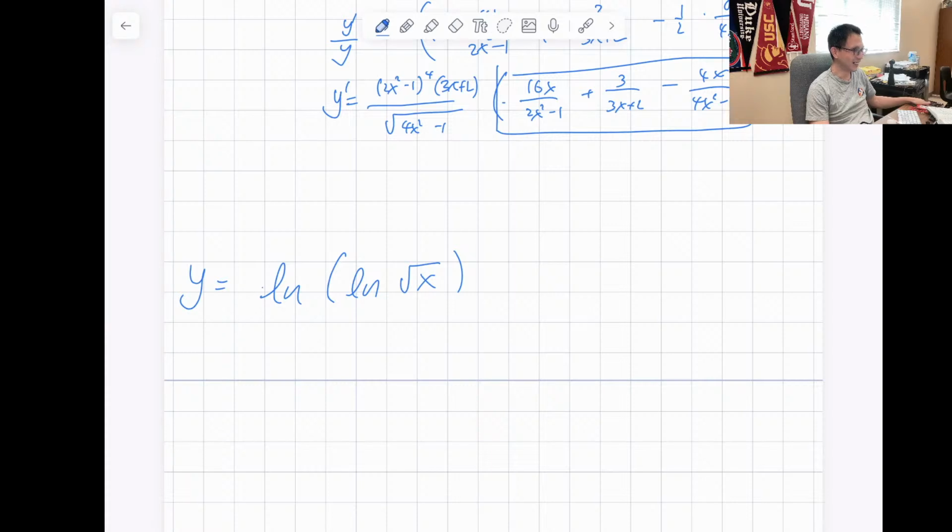I'm confused. Oh, we want to take a derivative of this. Is it supposed to be? Now this one everybody messed up, so I'm going to tell you how to make sure you won't mess up.